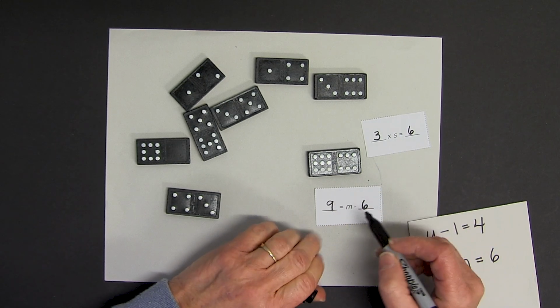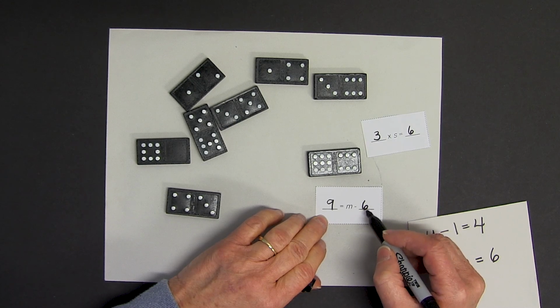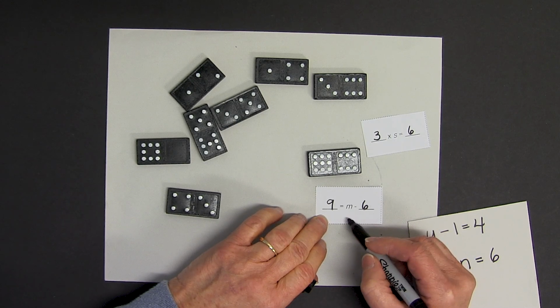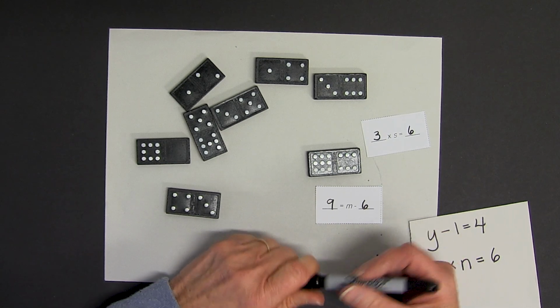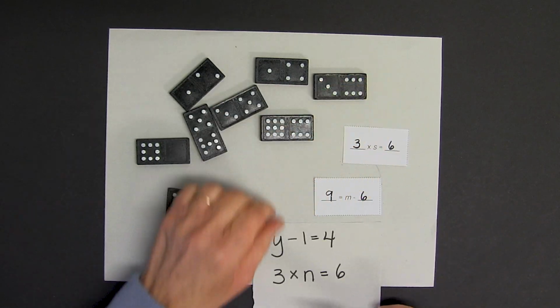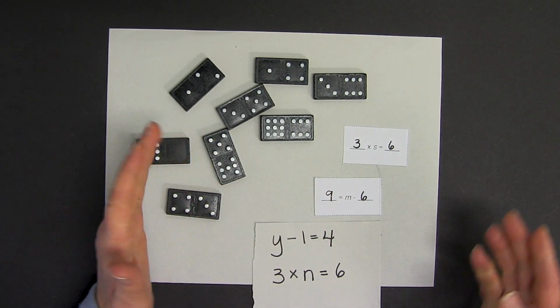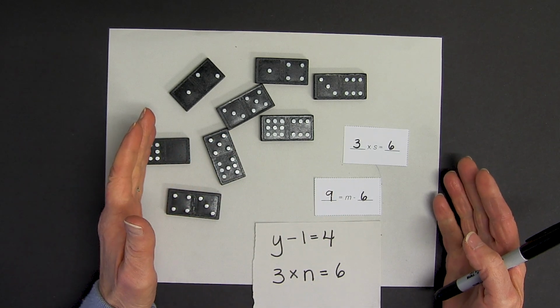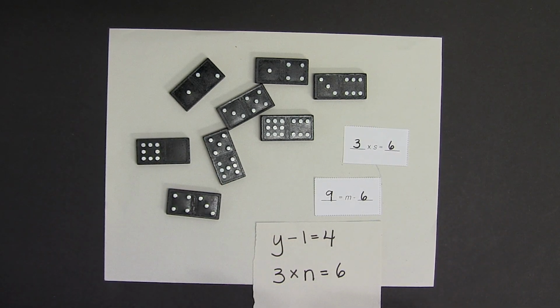So let's see. M subtract 6 has got to equal 9. Well, 6 plus 9 is 15, so m has to be 15. So here's one way in which we can use the dominoes to help us create equations and solve them, and they include an unknown.